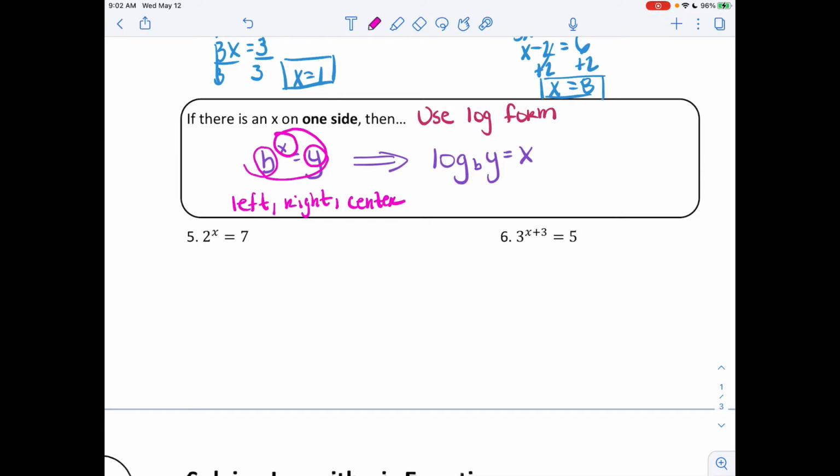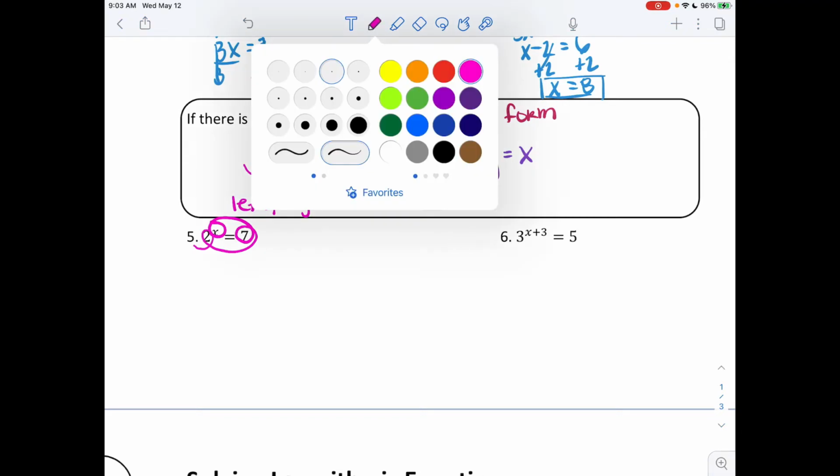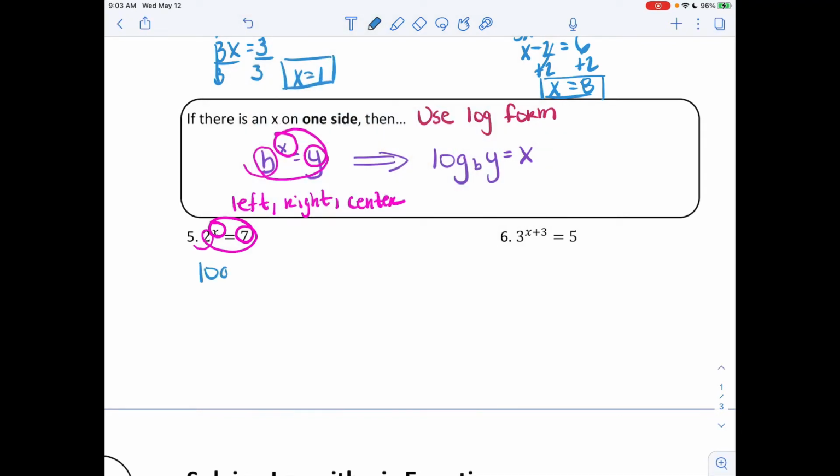I want to say 2^x is equal to 7, and I'm going to go left, right, center to 7, x. That's going to give me log with a base of 2. We had an exponent of 2, so now that becomes our log base. Log base 2 of 7 is equal to x. Well, we've already got x on one side and we have a log on the other side.